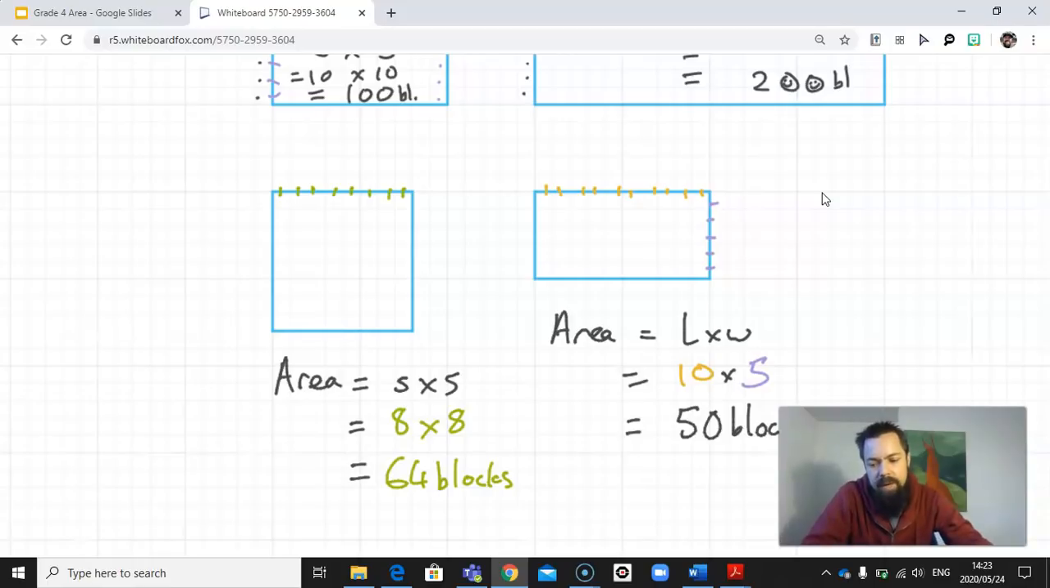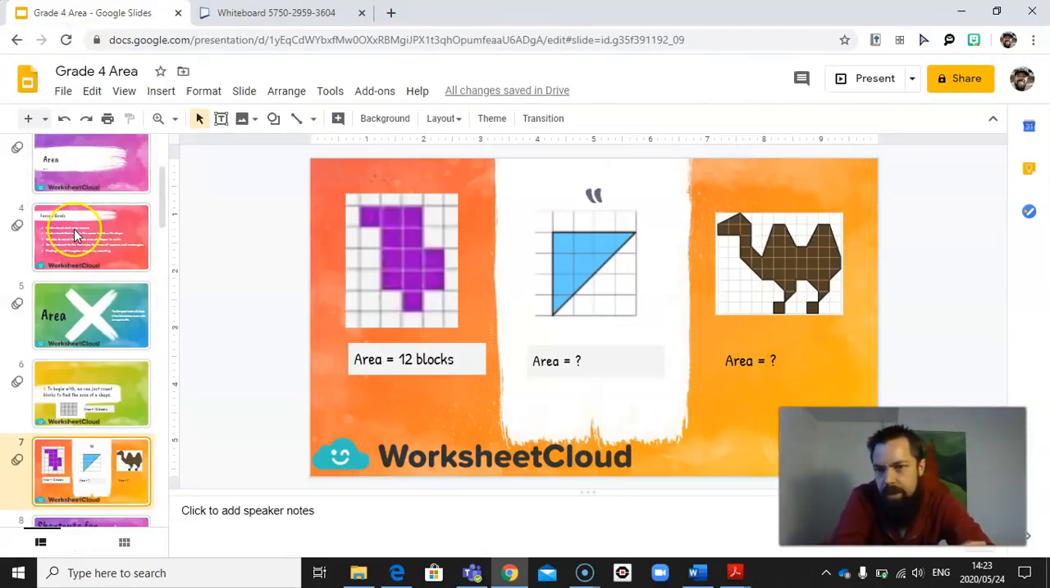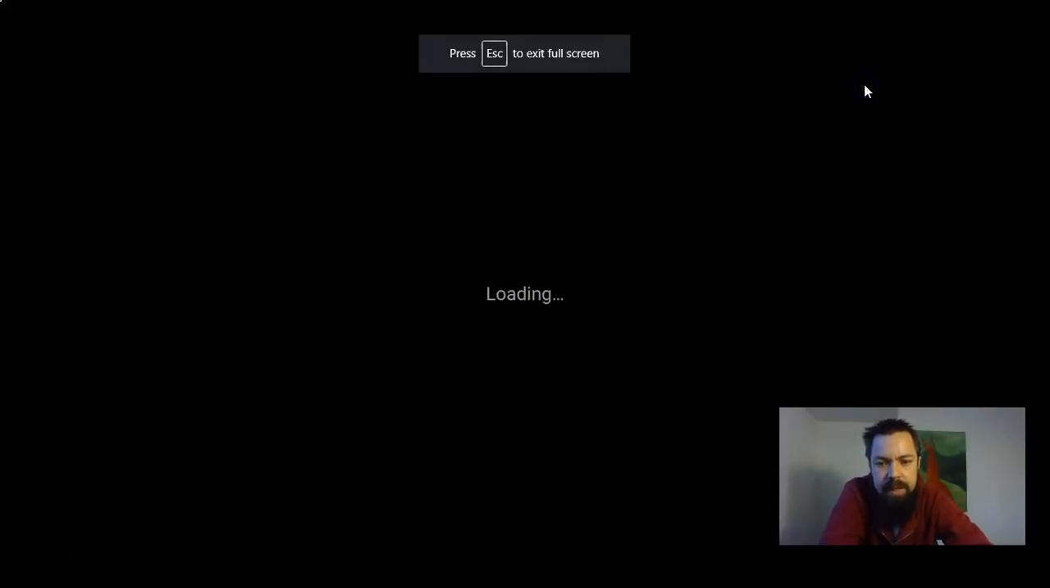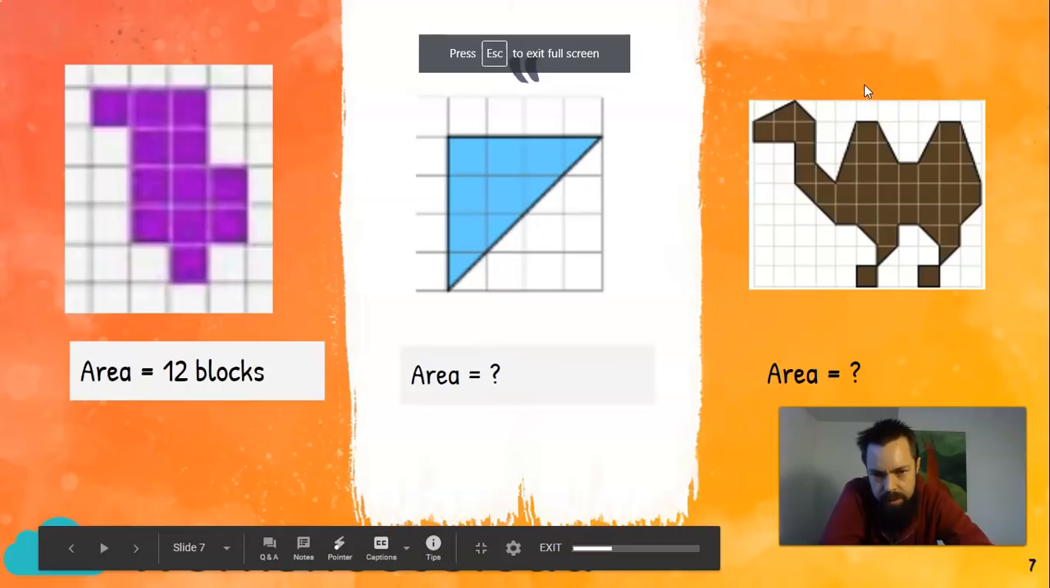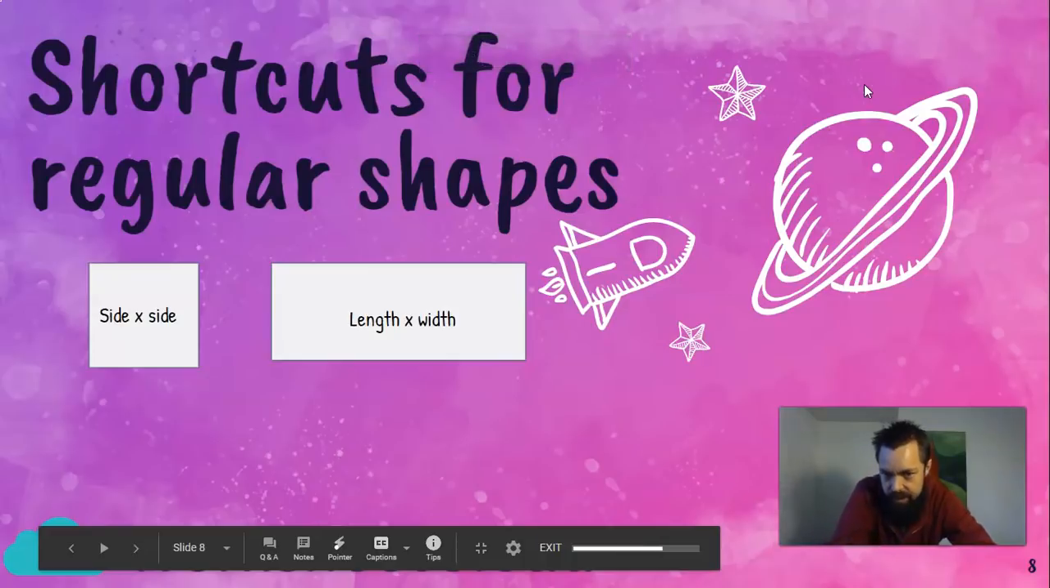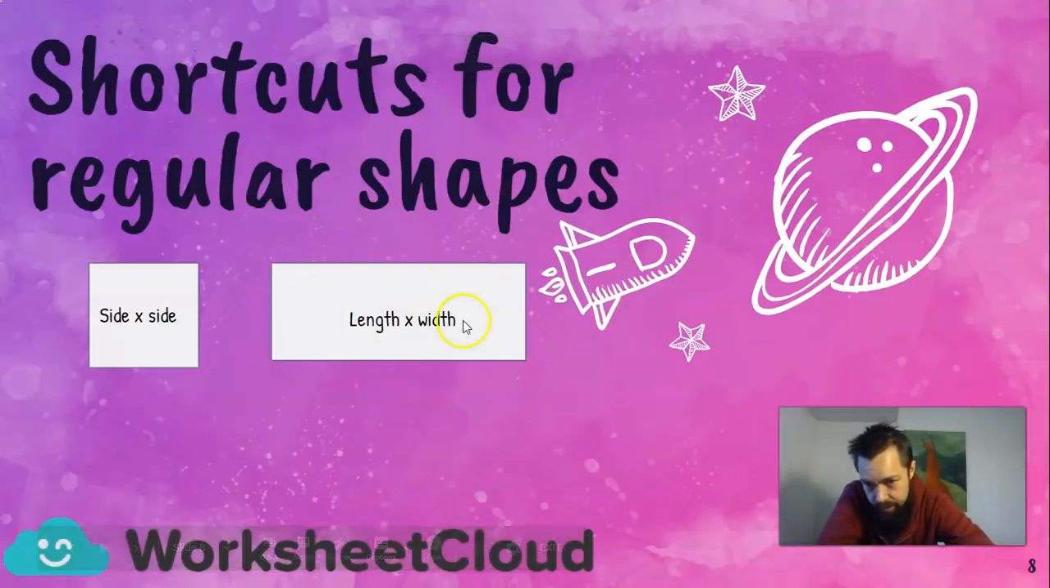Well, I hope that makes at least some of area a little bit easier, and that you've seen that we can use these special tricks. So the length times the width gives you the area of a rectangle. Side times side gives you the area of a square. I hope that that's helped. I hope that you've got an idea what area is. So it's the space inside a 2D shape. I haven't had a chance to talk about the square units, but I don't think that's critical. We can always come back in another lesson.